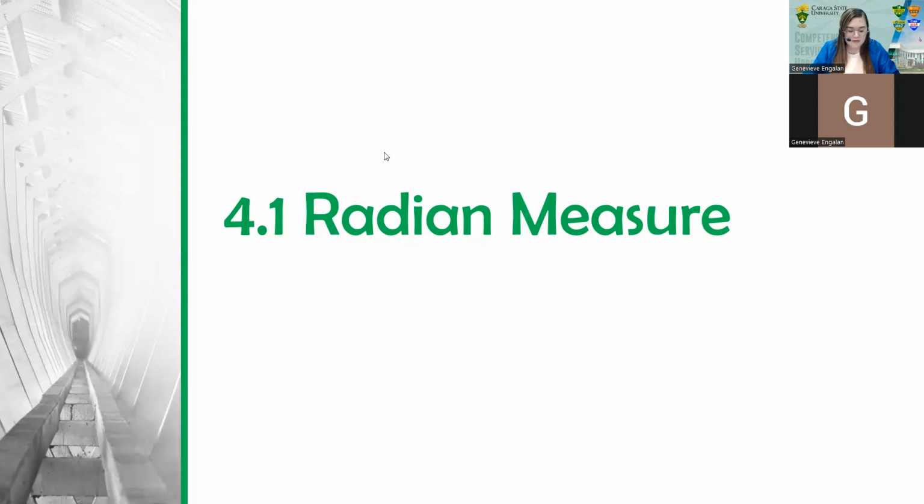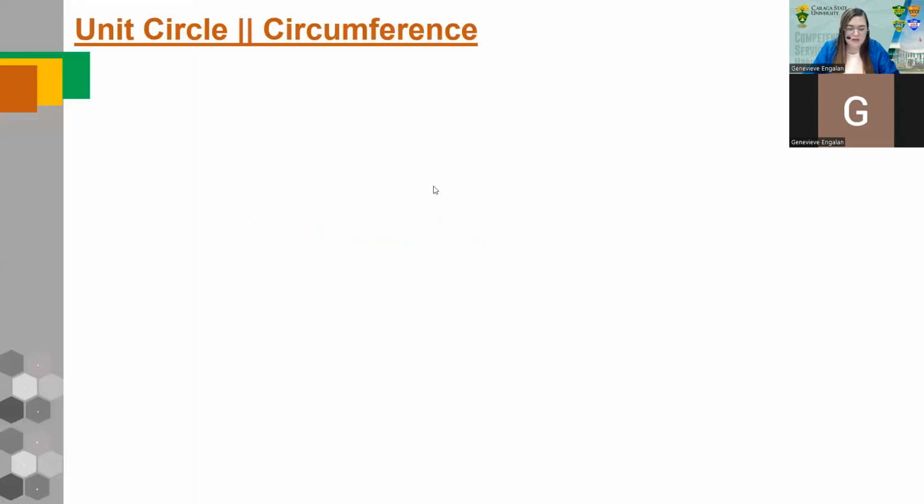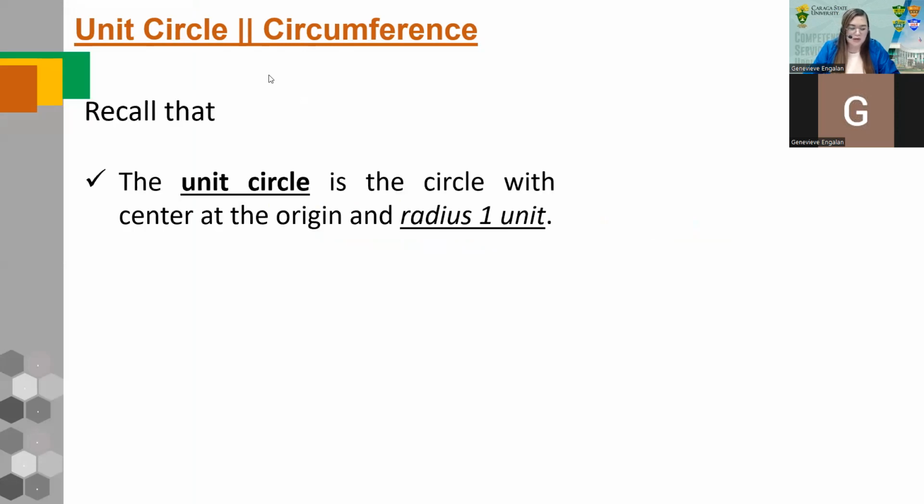Okay, so our first topic for the finals is about radian measure. Okay, so since maghisgot man tag radian measure, let us recall unsa ang unit circle and unsa ang circumference sa circle. So recall that a unit circle is a circle with center at the origin. So sa origin ang iyang center which is 0, 0 sa atong rectangular coordinate system. Tapos ang radius niya is 1.